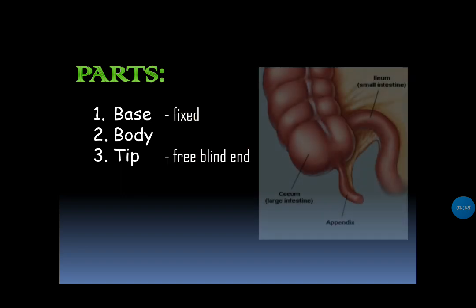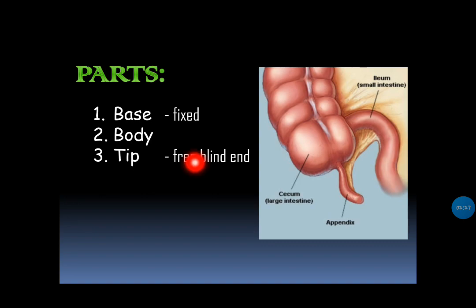So the next is parts. Appendix has 3 parts. They are base, body and tip. If you see the base of the appendix, it is fixed in the posteromedial wall of the cecum, and the body of appendix is a tubular part between the base and the tip. Next is the tip of appendix. It is the free blind end and it is directed in various directions.